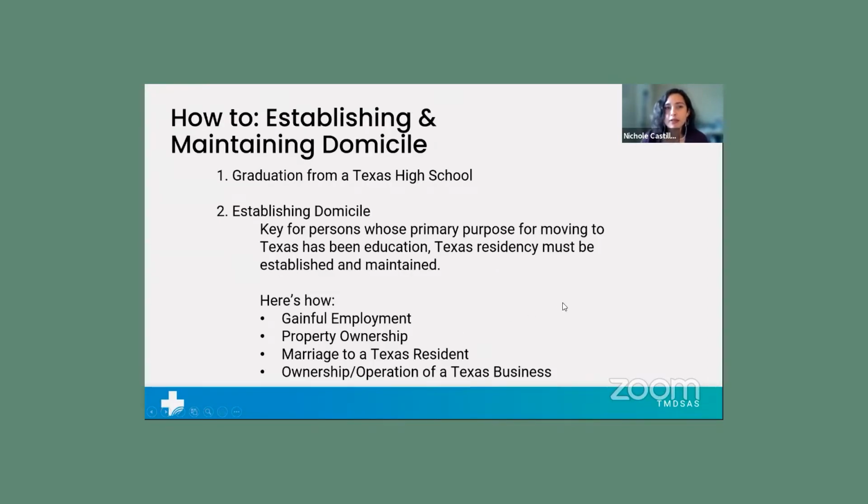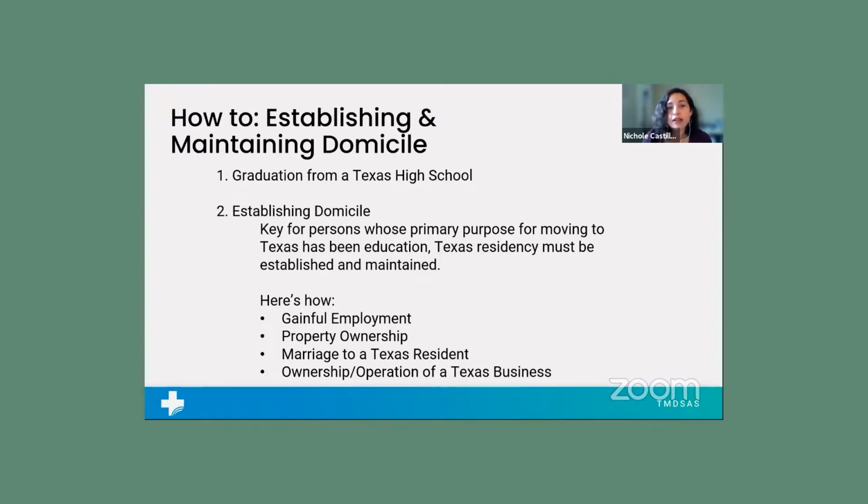So here's a how-to when it comes to establishing and maintaining domicile. The first way, which applies to many of our applicants at TMDSAS, just involves graduating from a Texas high school. It does also mean that they lived in Texas the 36 months prior to high school graduation and that they have maintained their residency by residing in Texas for the 12 months prior to the application deadline.